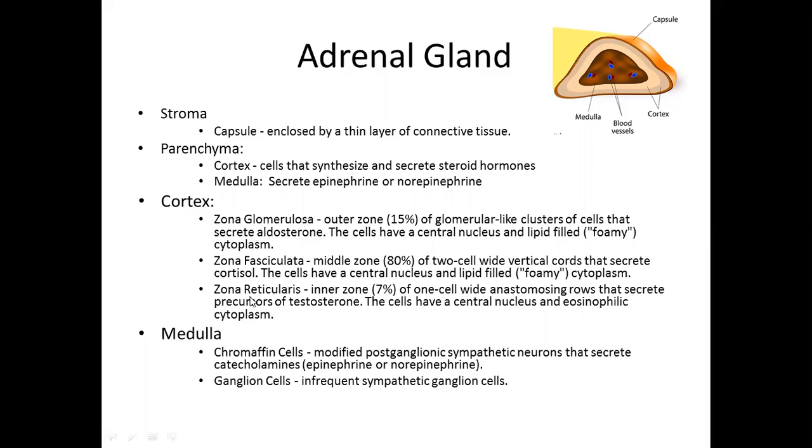The cells present in the medulla are termed chromaffin cells and ganglion cells. Chromaffin cells are responsible for the secretion of epinephrine and norepinephrine. Chromaffin cells are modified post-ganglionic sympathetic neurons, which secrete catecholamines. And in between these chromaffin cells, there can be a small amount of ganglion cells, which again represent the sympathetic ganglia.